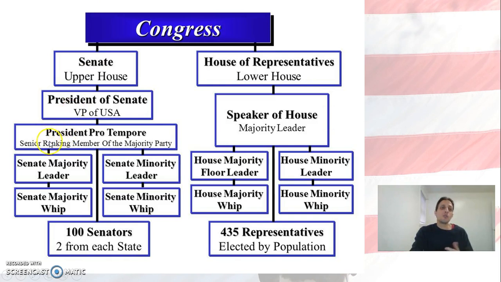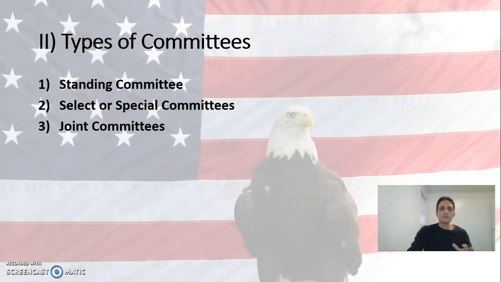In the Senate, depending on the situation, it could be every 2 years, 4 years, or 6 years if the majority party happens to change in that election. And then they have similar positions like the House Majority Floor Leader and House Minority Leader, and all of these are elected exclusively by their own party. For example, in this case, the minority leaders are elected by the Republican Party, and the majority leaders are elected by the Democratic Party. So that's the leadership setup of Congress.